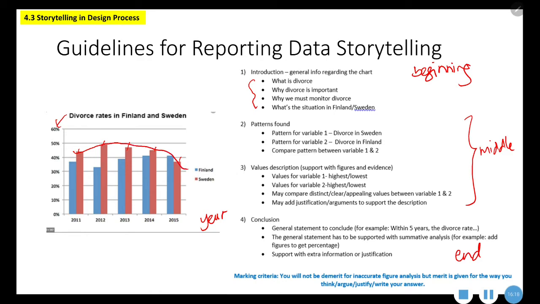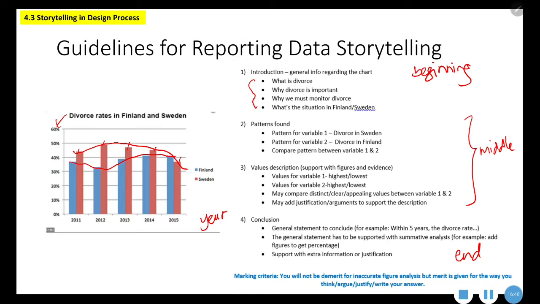The next variable is divorce in Finland. Finland started higher and it reduced, and then it keeps increasing. So it has two different patterns found here. Describe the patterns of divorce in Finland, and then you compare the pattern between variable 1 and variable 2. What can you see, or what did you observe about the pattern? Explain that in terms of pattern.